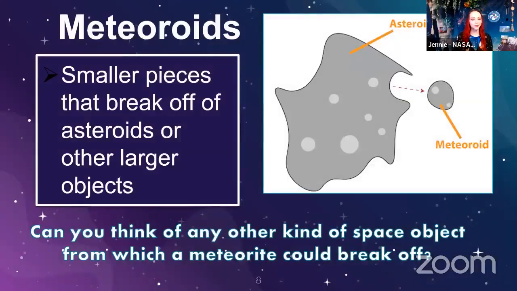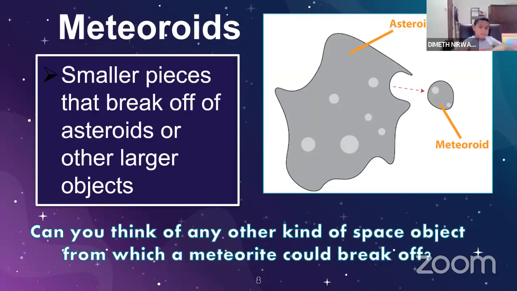So sometimes asteroids can crash into each other when they're moving around in space. And sometimes when they crash into each other, pieces fall off of them. The smaller pieces that break off of asteroids are called meteoroids. Meteoroids also can come from another type of space object. So one object they can come from is asteroids. Does anybody know another object in space that could cause a meteoroid to form? A comet? Exactly. I just gave you a little hint on that one.